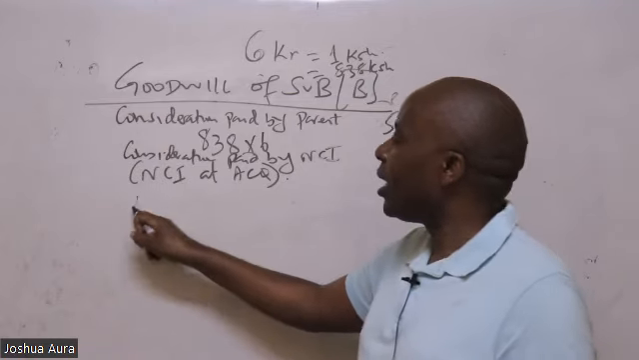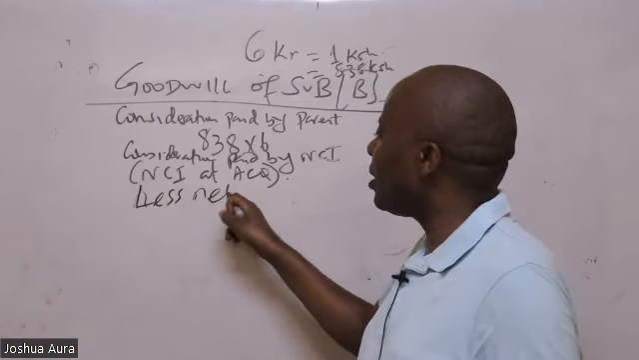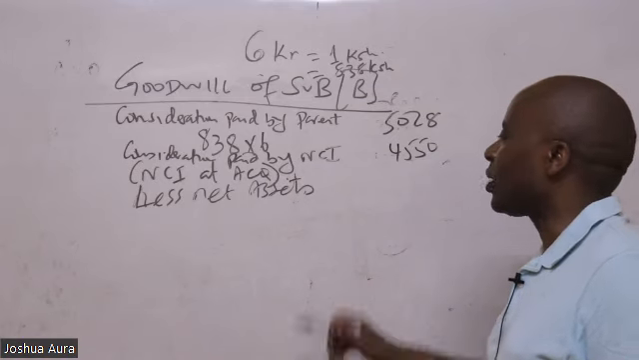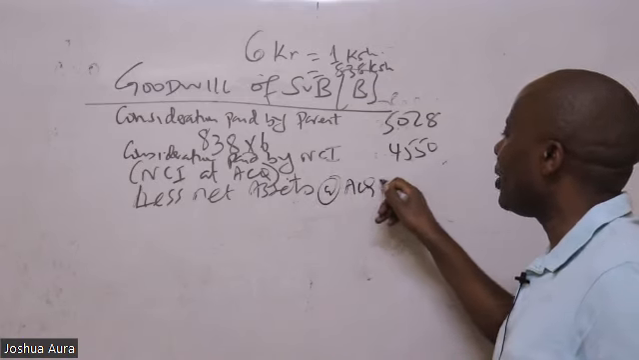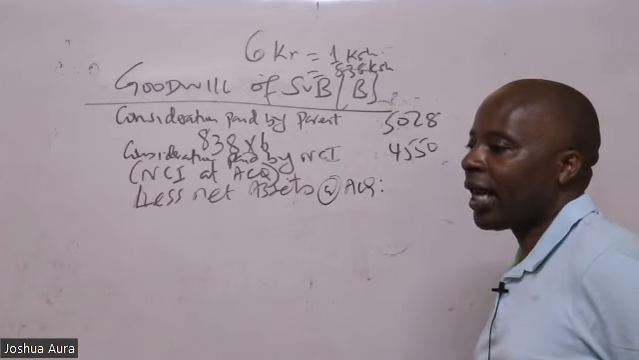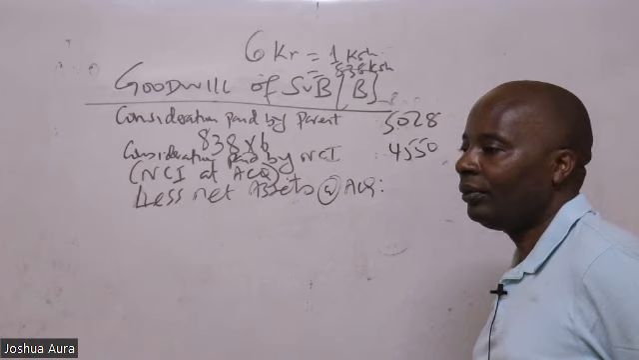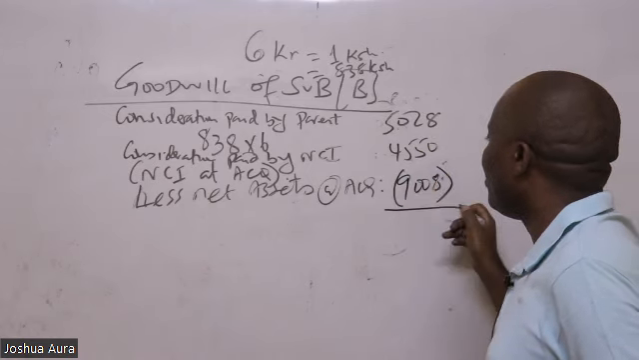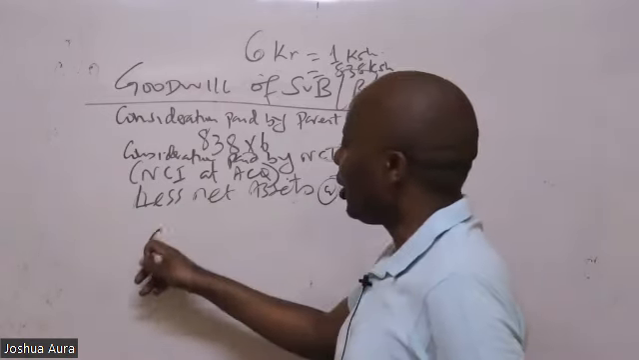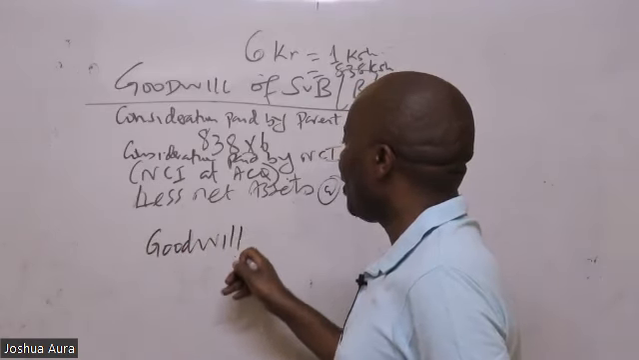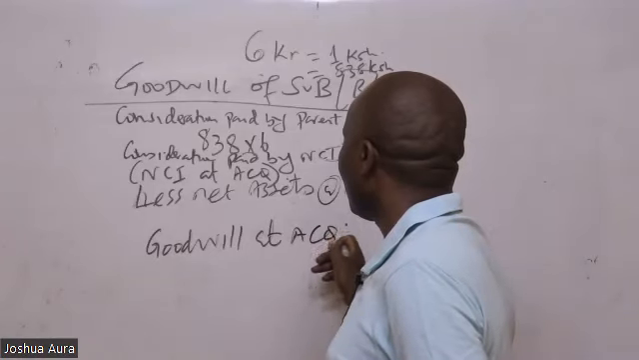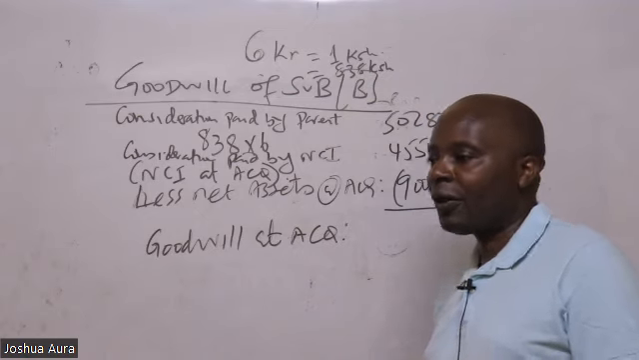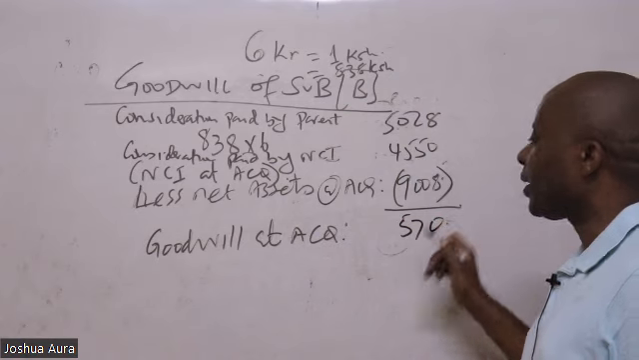Then it will come under less net assets at acquisition, the net assets of the subsidiary. Is there somebody who is able to see this figure? Net assets at acquisition, 9008. So please subtract there to give us goodwill at acquisition. Is there somebody who is able to get this goodwill at acquisition? 570. So 570 like that.